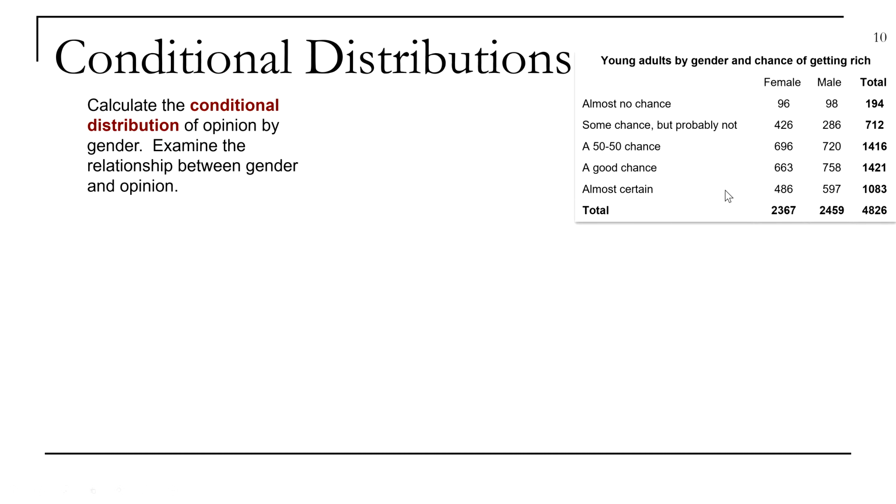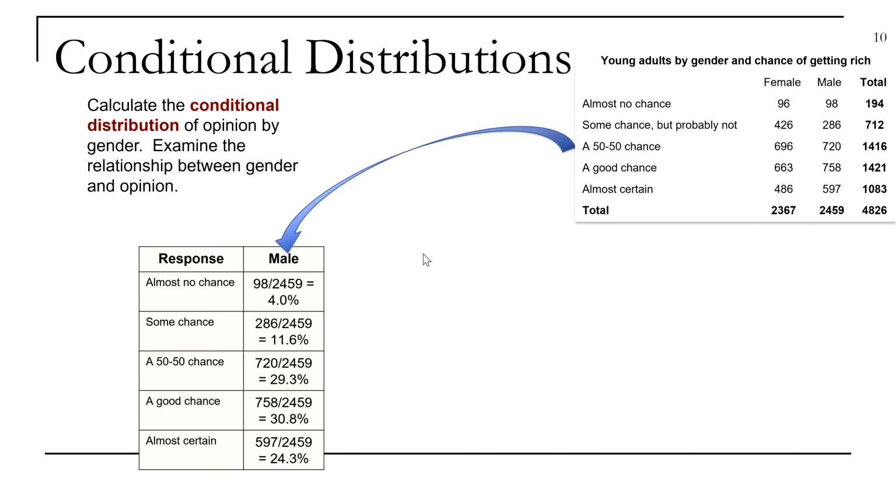So here's our data again. What's the chance you feel of getting rich by age 30? And we have it split by male and female. And again, we split it by males. So we say 98 out of 2459. We're only looking at the males. So what percentage of males feel there's almost no chance? What percentage of males feel there's some chance? What percentage of males feel there's a 50-50 chance? So on and so forth.